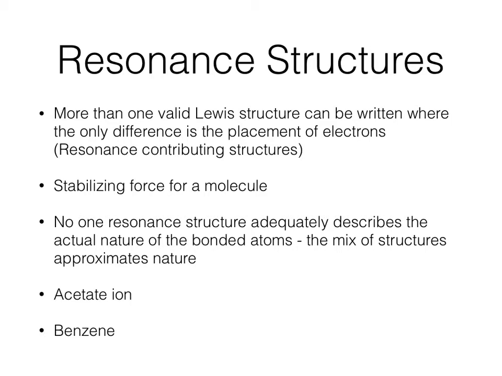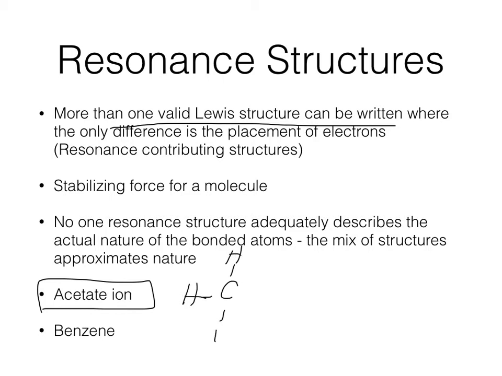So, more than one valid Lewis structure where only the electron placement is different. Okay? The acetate ion is a resonance structure. So we had acetic acid, right? Where we had CH3, and then we had the carbon double bonded to the oxygen, which was bonded to an OH. Well, the acetate ion is simply we remove the hydrogen, and those electrons are left there.